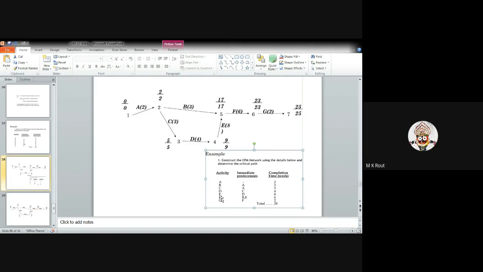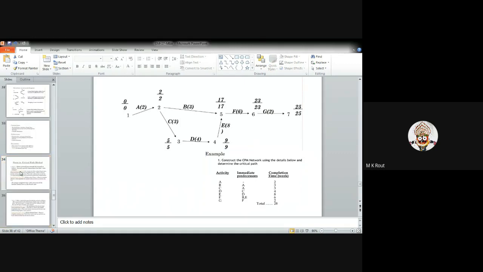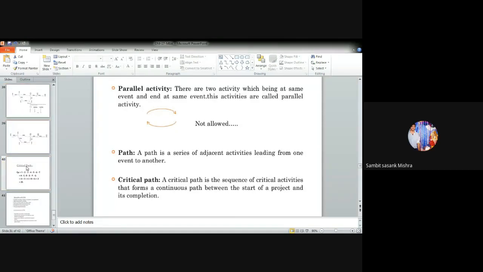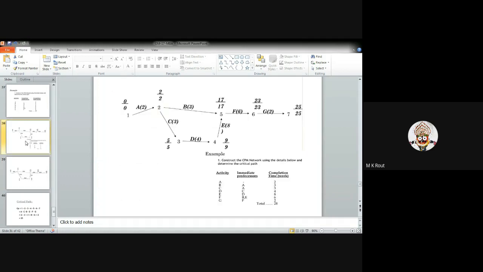Try to understand, that is why I have described the forward pass in calculating the critical path. In that case, you have to consider the maximum in the forward pass. Backward pass is the minimum, sir, right? Minimum, exactly. So in this case, you have to choose the maximum one.